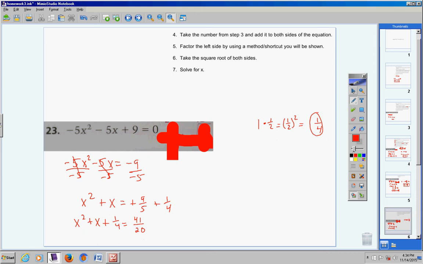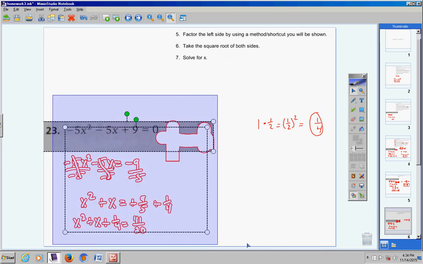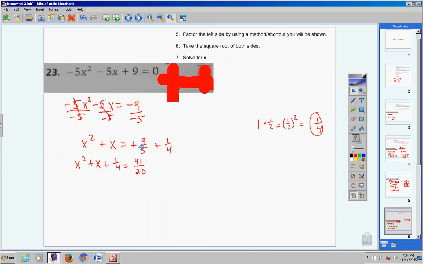side over here. Okay, now we're going to factor the left side, which is step number 5. Okay, factor the left side. And so here we go.